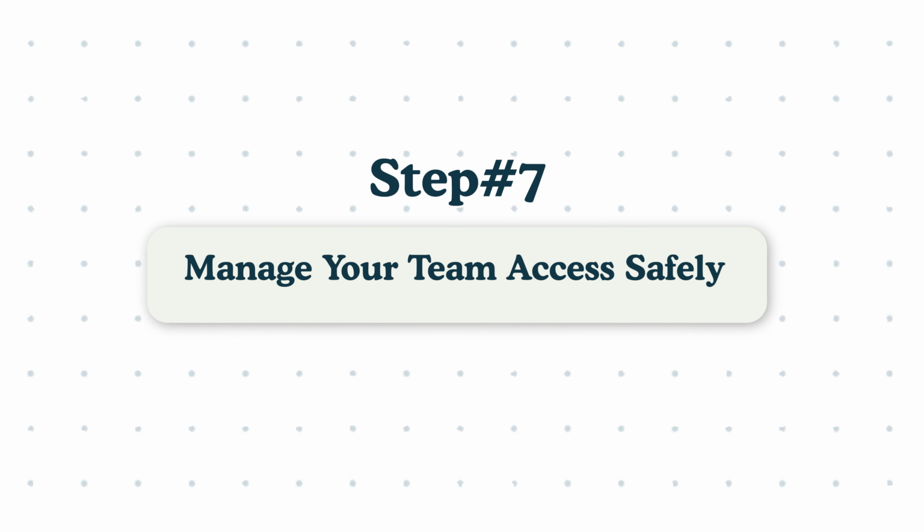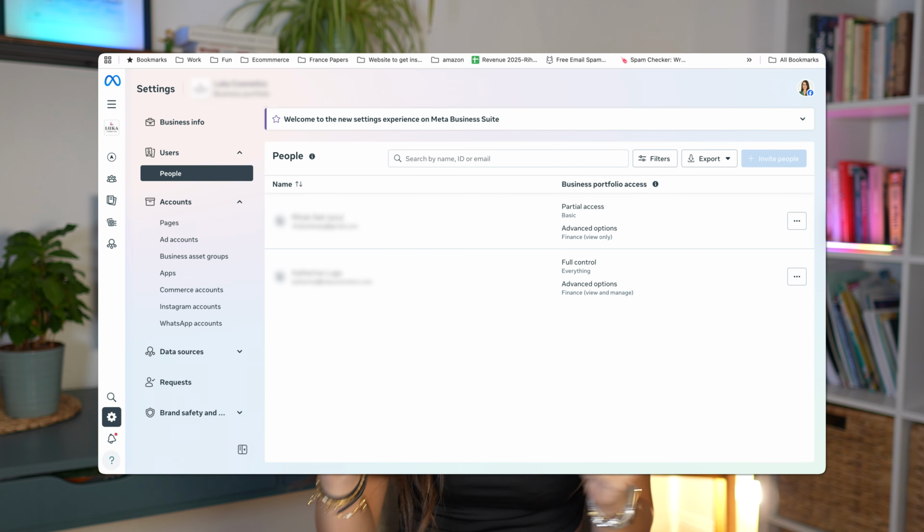Step number 7, manage your team access safely. Never share your personal login with anyone. Facebook Business allows you to add people to your account to manage different tasks. And there are different roles that you can give to those people. So you are never ever forced to give your credentials to anyone. And by the way, never make anyone admin unless you trust them fully. Your VAs, for example, they might need the role of analyst or editor, nothing more.